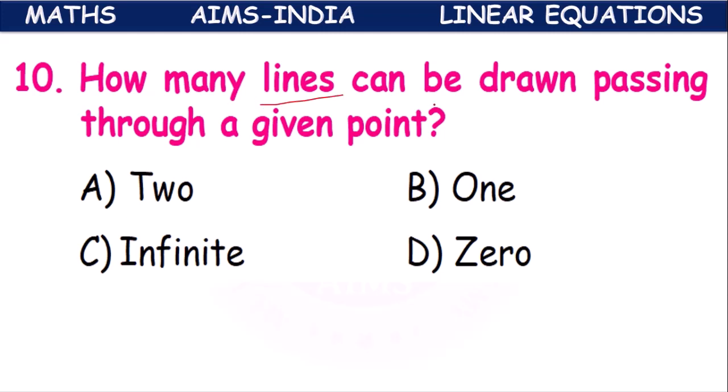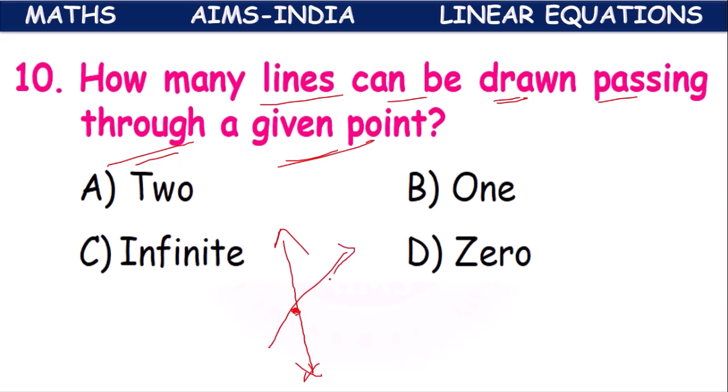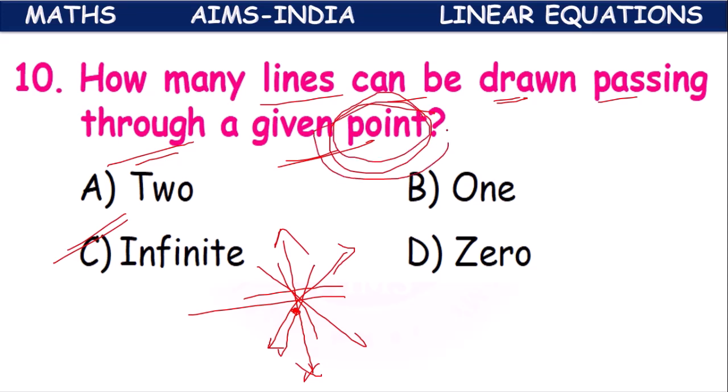Next, how many lines can be drawn passing through a given point? So, if you have only one point, passing through that point, first line, second line, third line, fourth line, and so on. Infinite number of lines we can draw passing through one given point. So, option C is correct.